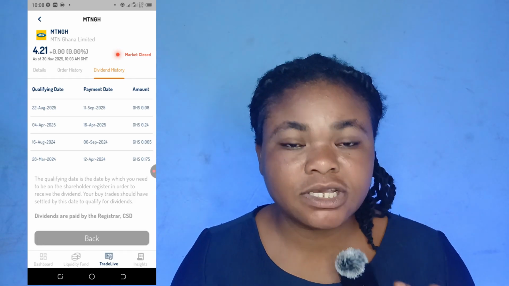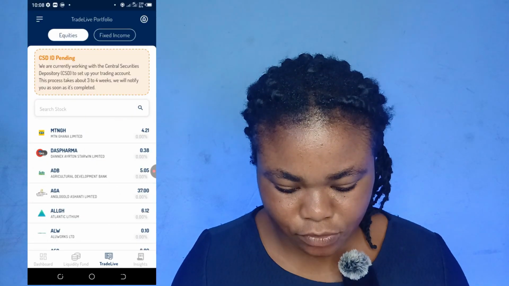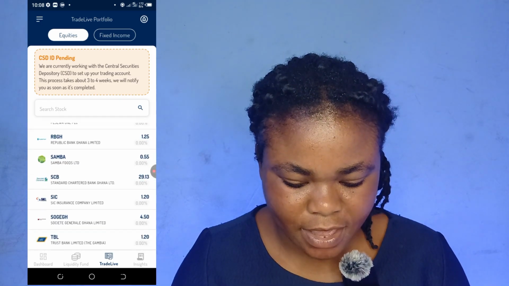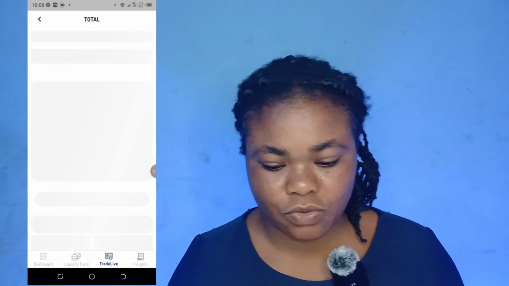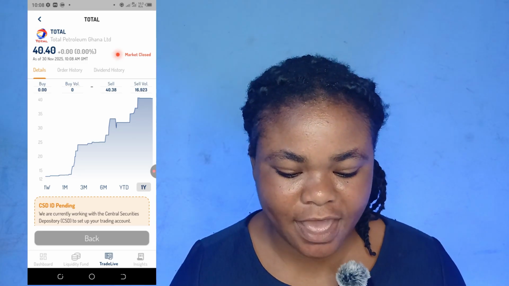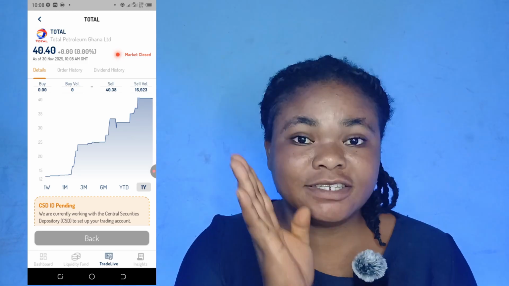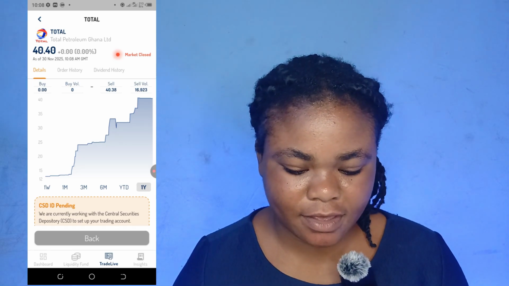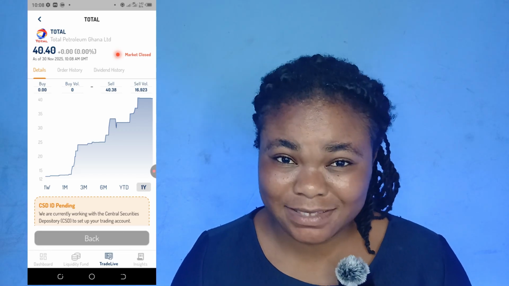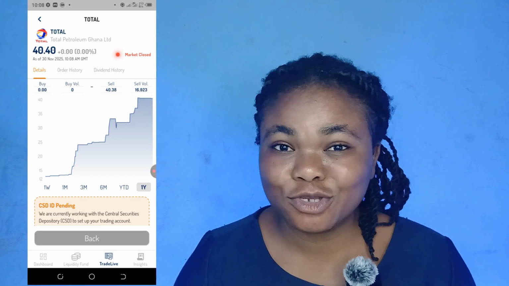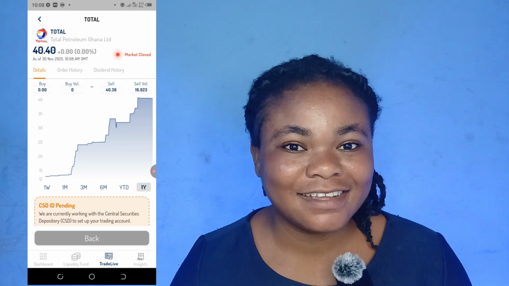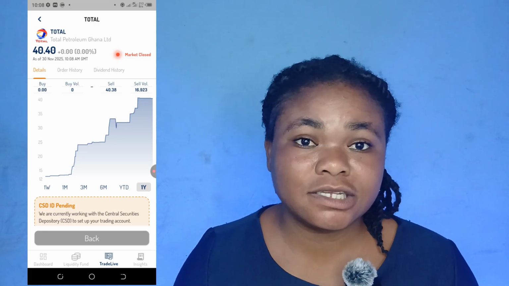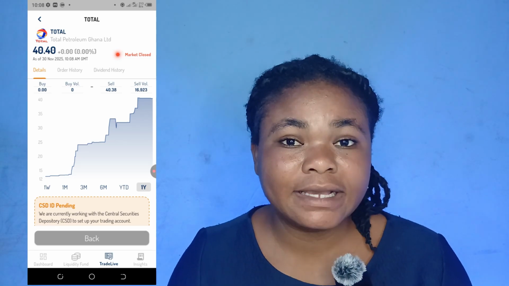Okay, and let me take you to a different one. Let me take you to Total. So let's scroll downwards and look at how Total's stocks also work. Here the price of the Total share is 40 cedis, 40 pesewas. So if you compare it to MTN shares, it means Total stocks are more expensive than MTN stocks. Here also the market is closed because today is the weekend.